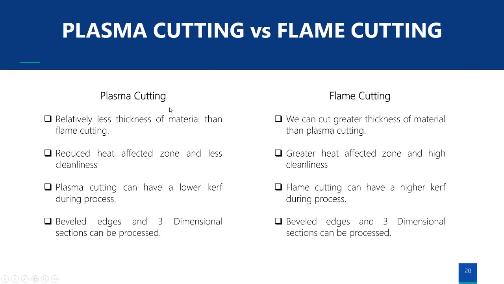This is the comparison between plasma cutting and flame cutting. In plasma cutting, we can cut a relatively less thickness of material, but in case of flame cutting, we can cut a greater thickness of material. In plasma cutting, the heat affected zone is relatively less, but in flame cutting, we have a greater heat affected zone. In plasma cutting, we have lower kerf as compared to the flame cutting, but beveled edges and three-dimensional sections can be processed through both of these processes.